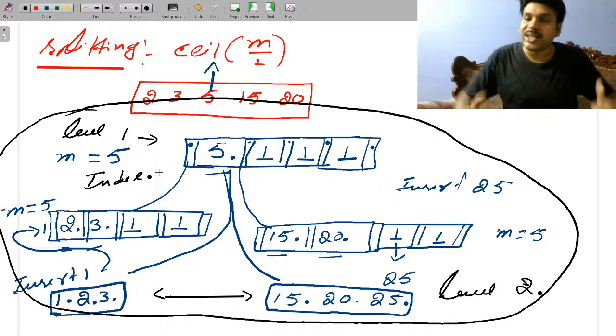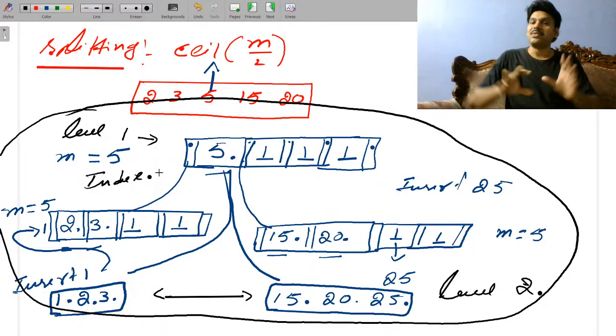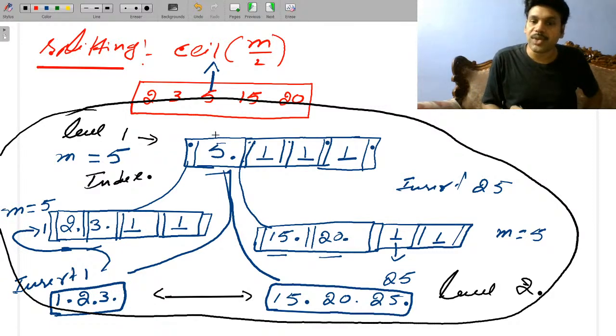Now how it can link to your data file, that is very, very important. So I will redraw the structure in the next page. Observe carefully. So at the top we have 5.